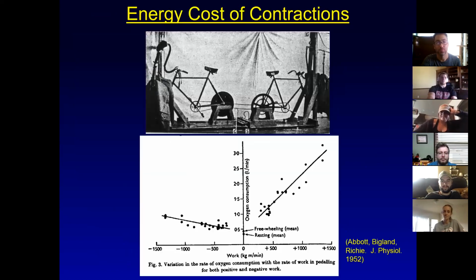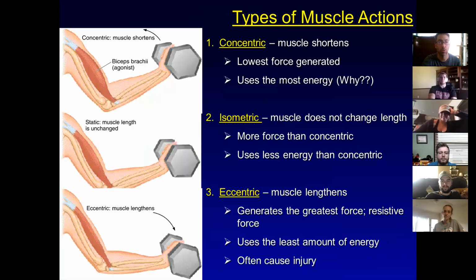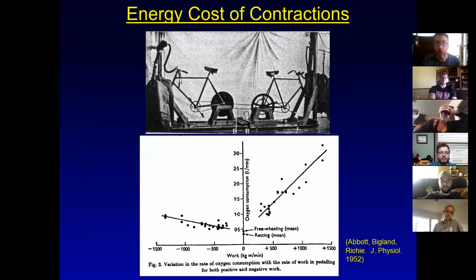All right, good deal. So now I'm going to back up. We're going to talk about the energy cost of eccentric contractions and their ability to produce force. And then we may talk about motor unit synchronization, and we'll probably call it a day there today.